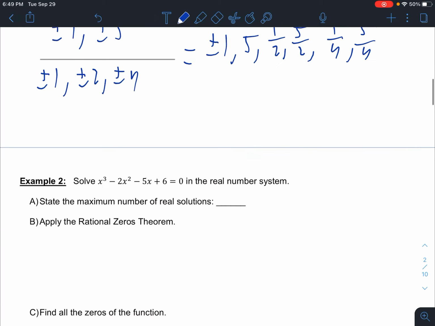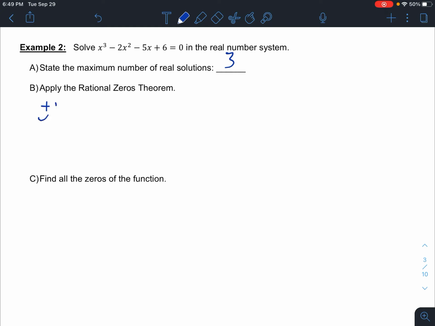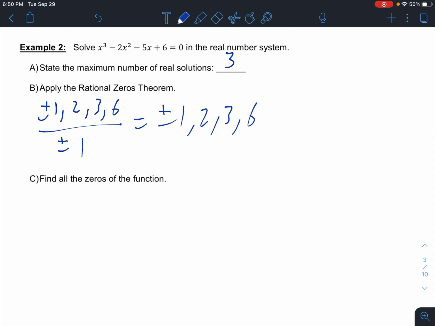Let's apply that. Example 2 says state the maximum number of real solutions. Well, this is a cubic function, so the most there could be is 3. Like I said, there could be 1, but the most there could be is 3. The rational zeros theorem says plus or minus 1, 2, 3, and 6 over plus or minus 1. So that would just be plus or minus 1, 2, 3, and 6. So we have 8 possibilities. Now the fun part. There's no way of knowing which of those is going to work. So it's time to start playing guess and check time.